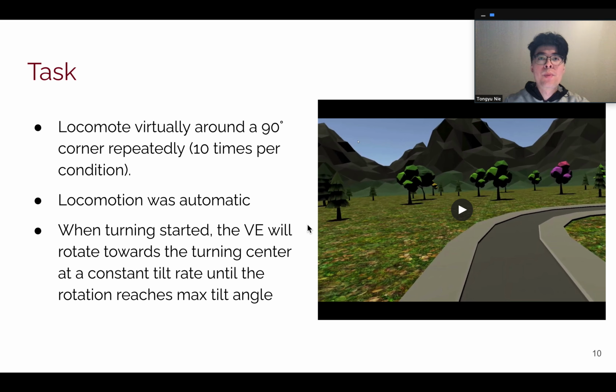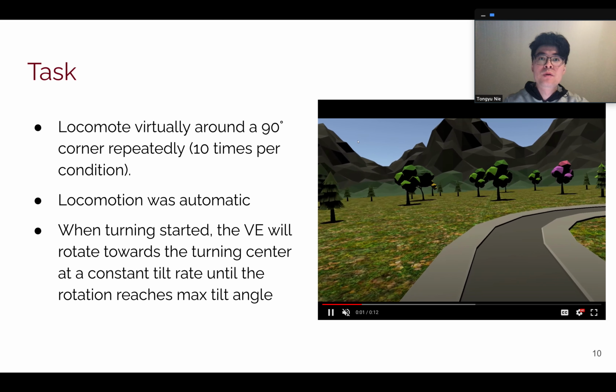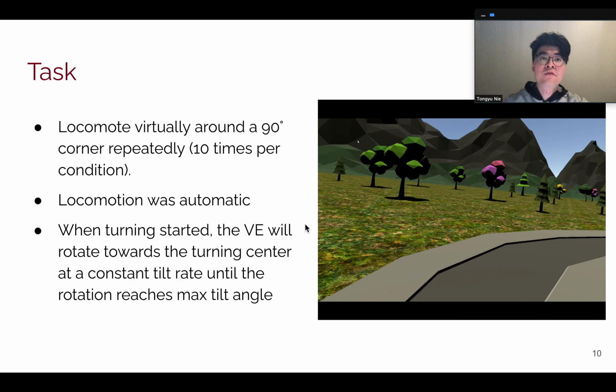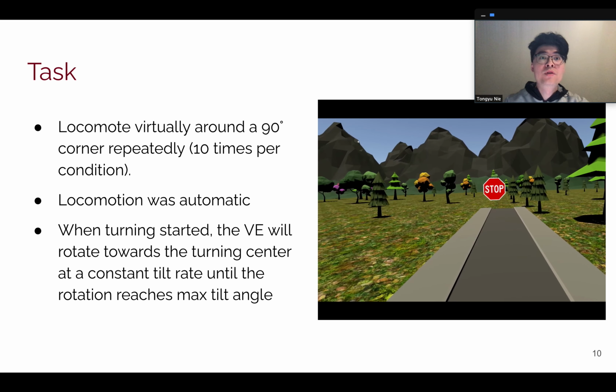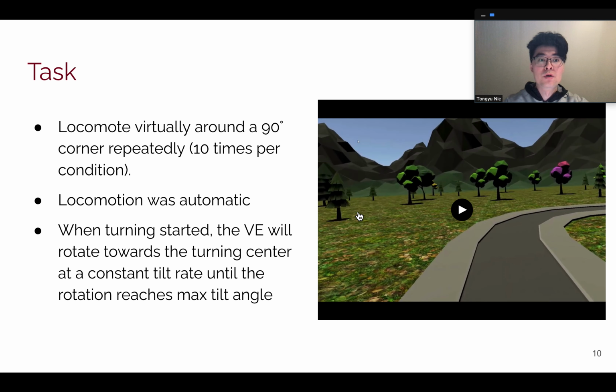During each trial, participants' task was to navigate around a 90-degree corner repeatedly. Each condition was repeated 10 times, 5 turning toward the left and 5 turning toward the right. The locomotion was automatic. Participants can only push the joystick forward to start moving. After that, the program controls their movement along a fixed path, and the virtual environment will tilt towards the turning direction when turning starts, as shown in this video here.